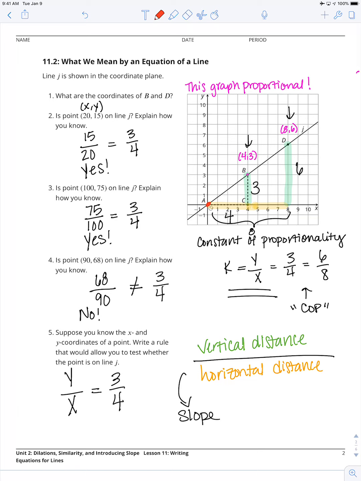The next problem we do is not going to start at the origin, so it's really important to take these key pieces away. You can only divide y by x if your line is proportional. If it is not proportional, we're going to learn to do something different in the next video.